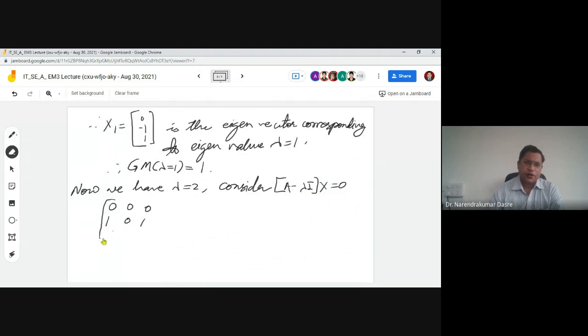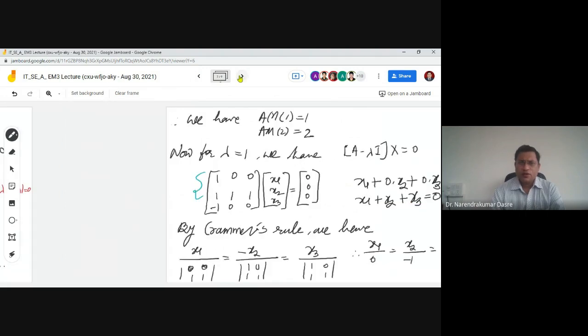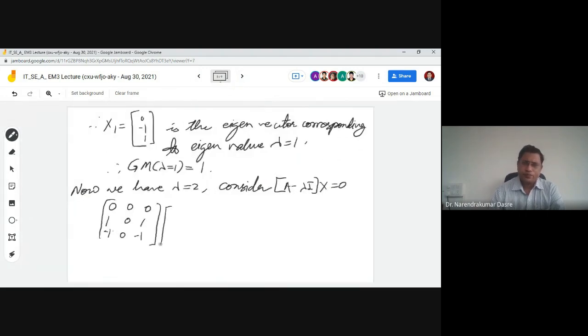So here we have minus 1, 0, and we have 1 minus 2. So it will be minus 1 again. Is that okay? Because you are having this 1 minus 2, no? Okay, and here we have x1, x2, x3, and this is equal to all zeros on this side. So now tell me how many distinct equations we have? Only one.